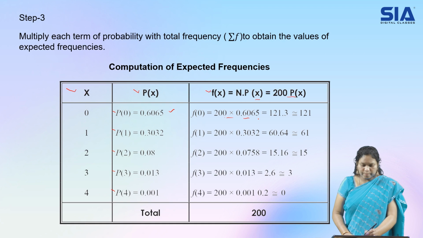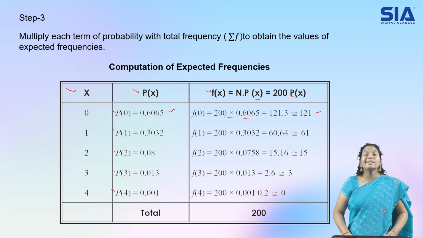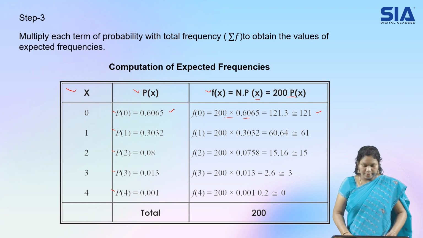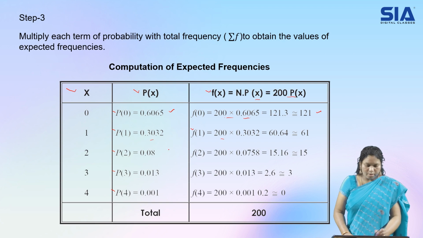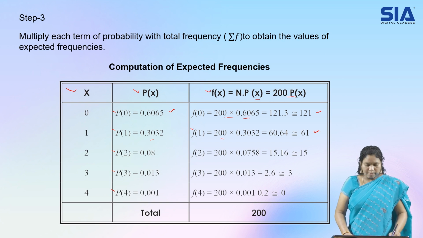So 200 into the P of x value, we'll get f of 0, the first value, which we are approximately considering as 121. We need approximate values because we will compare with the observed frequencies. Next, for f of 1, you substitute the values, that is 200 into the second probability value 0.3032. I have got an answer, approximately I have considered it as 61. Similarly, consider all the other values of this last column and find their approximate values.